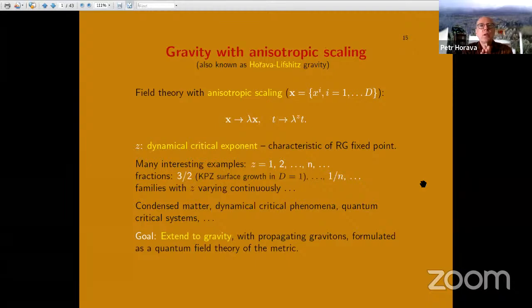So now to the second topic, or actually this is what I listed as number three on the list, gravity with anisotropic scaling or non-relativistic gravity. So forget topological questions and mathematics.